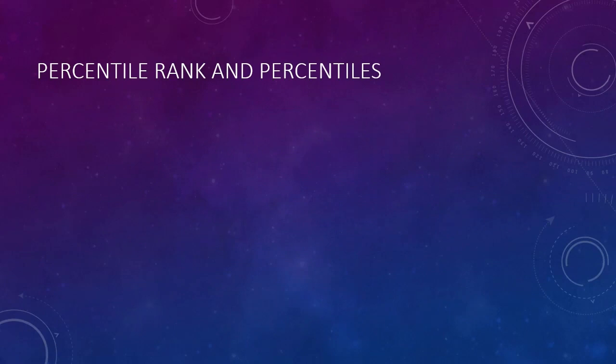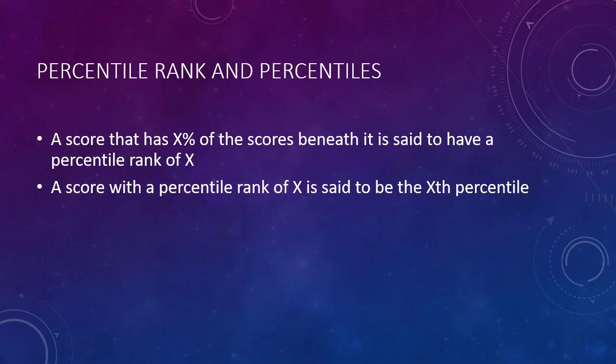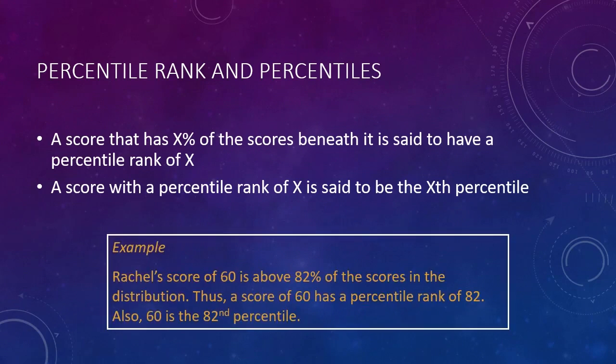The next two relative position statistics are percentile rank and percentile. A score that has a specified percentage of the scores beneath it is said to have that percentile rank. A score with that percentile rank is said to be at that percentile. This seems terribly confusing, so let me provide an example. Rachel has a score of 60, and that score is above 82% of the scores in the distribution. We say that a score of 60 has a percentile rank of 82. The percentile rank tells us what percentage of scores are beneath Rachel's score.